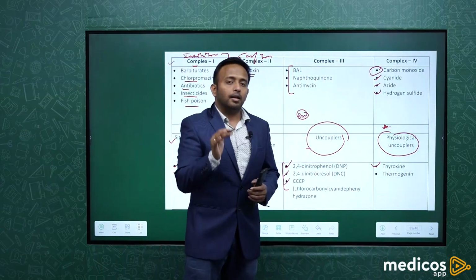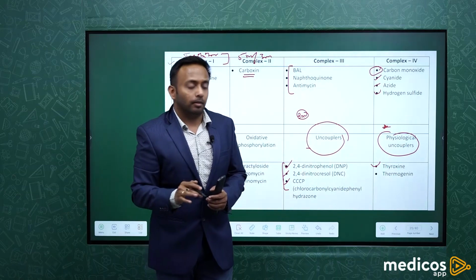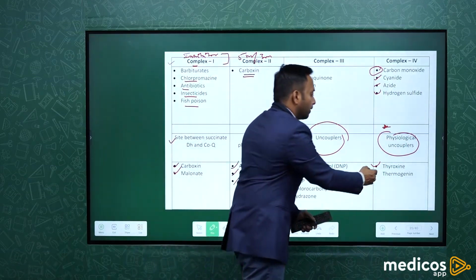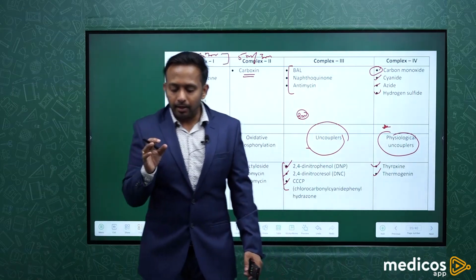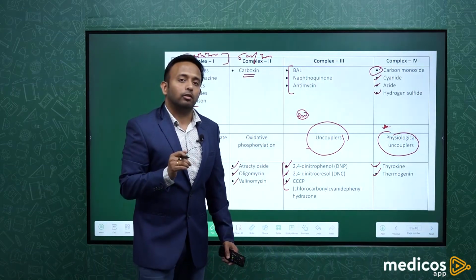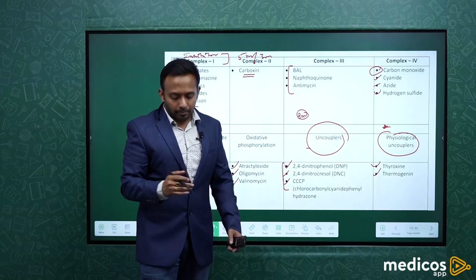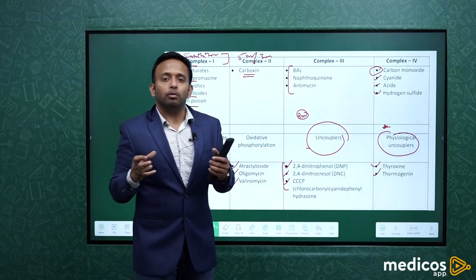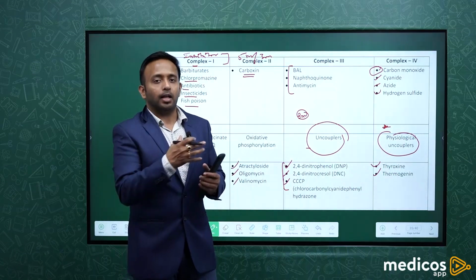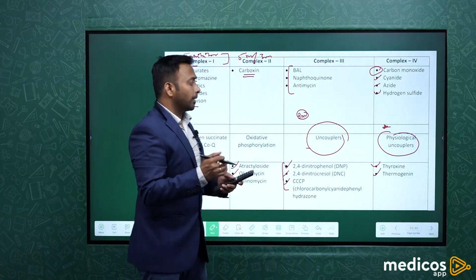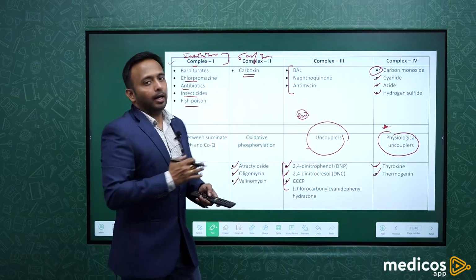Thyroxine itself is an important uncoupler in high concentration. Next, one more is called thermogenin. Thermogenin is an important molecule present in adipocytes, the brown adipose tissue, which also uncouples, meaning it separates the two. Oxidation is occurring but it is not coupled with phosphorylation or ATP generation. So they are called uncouplers, physiological uncouplers and other uncouplers.